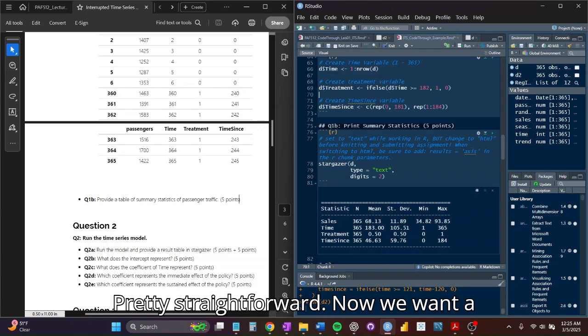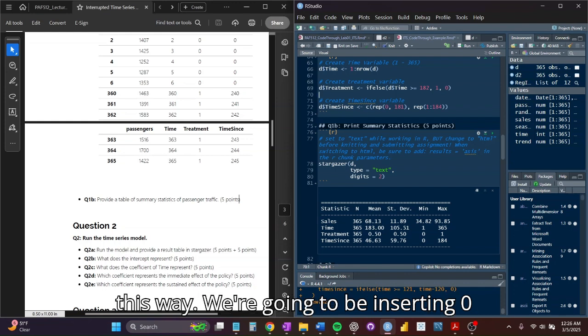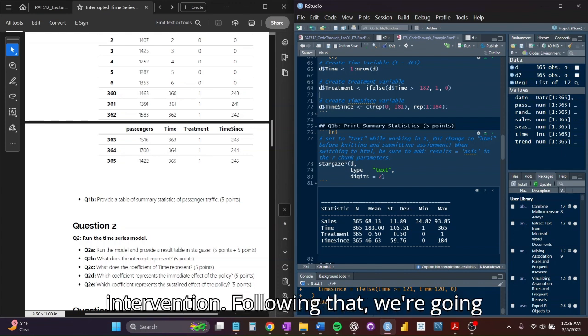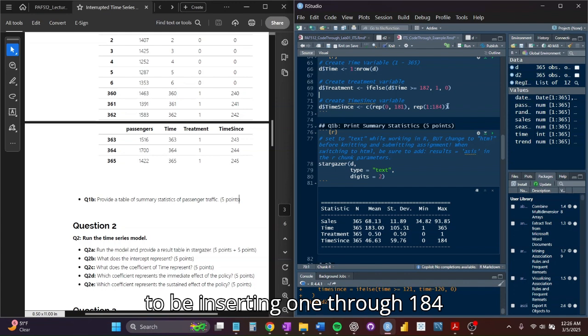Pretty straightforward. Now we want a time since column, and it was just easier to do it this way. We're going to be inserting 0 in all the rows through 181, everything prior to intervention. Following that, we're going to be inserting 1 through 184, altogether totaling 365.